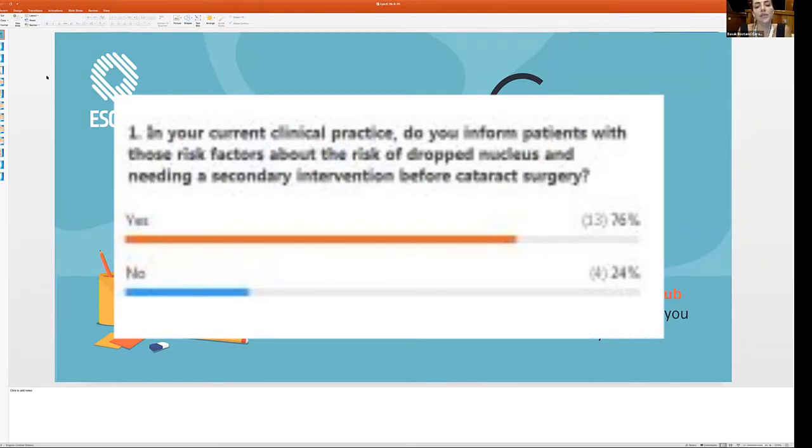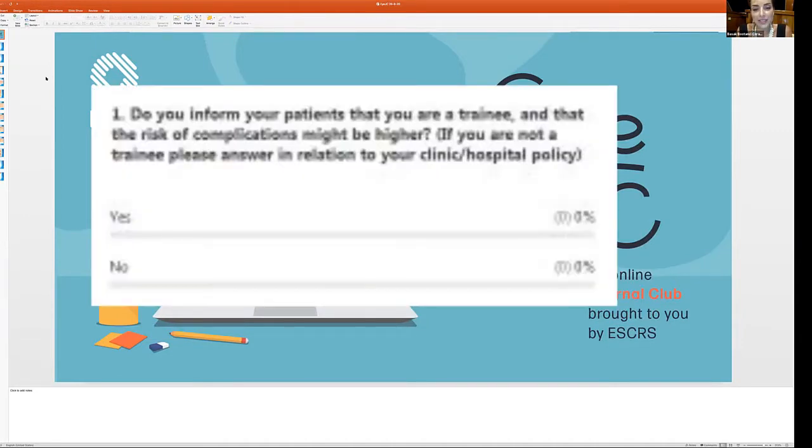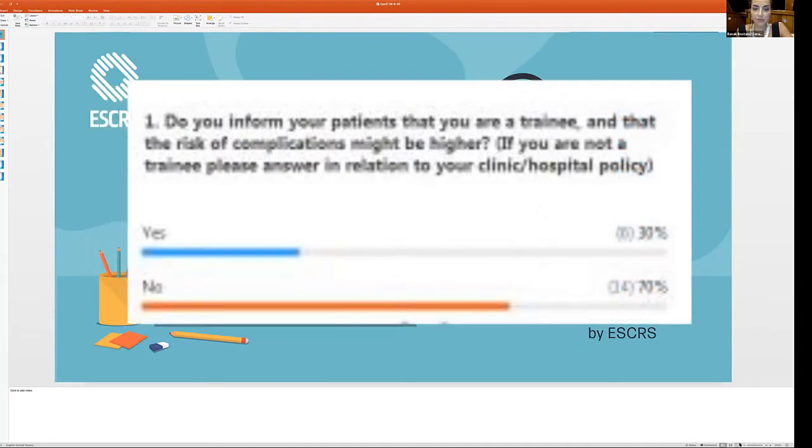The third question, please. This is a tricky one. Do you inform your patients that you're a trainee and the risk of complications might be higher? And if you're not a trainee, please answer in relation to your clinic. Okay, 70% said no. That was expected.